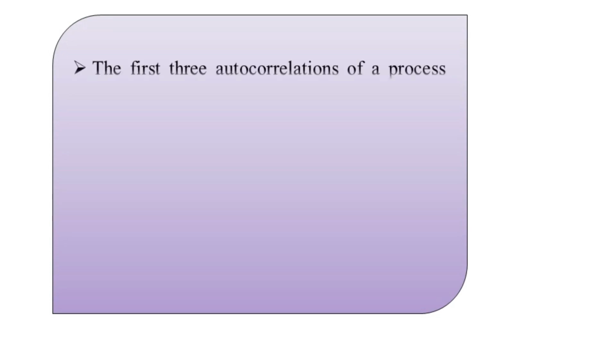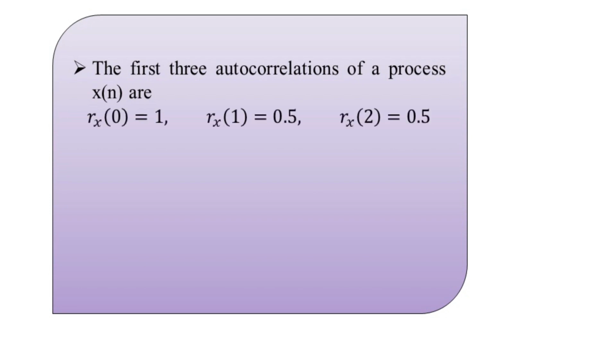We have been provided the problem statement. The first three autocorrelations of a process x of n are given to us. Those are represented as r_x of 0 equal to 1, r_x of 1 equal to 0.5, and r_x of 2 equal to 0.5 again.